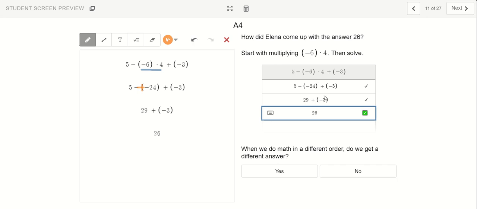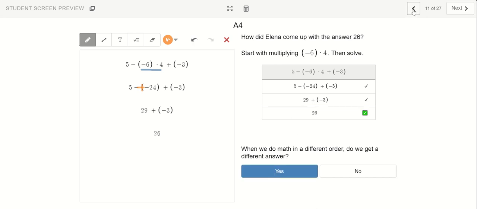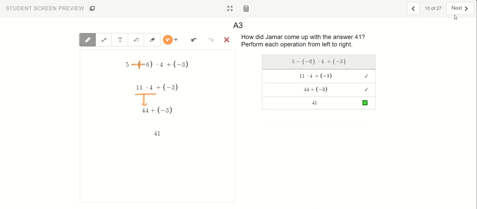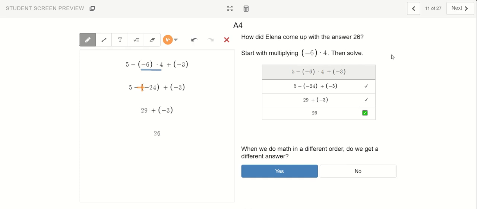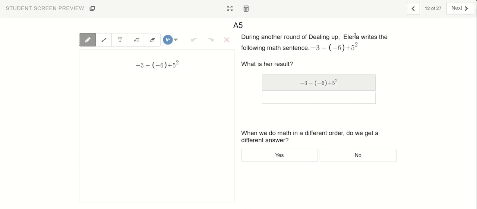So one thing I want you guys to notice from this first example is that if we do math in a different order, we should get a different answer. So again, whether I do it from left to right or if I did the multiplication first, notice that these two different ways of solving came up with two different answers. So let's try another one. Let's go and see if we can solve this here.